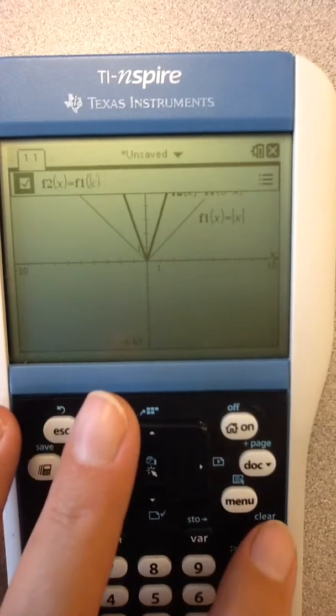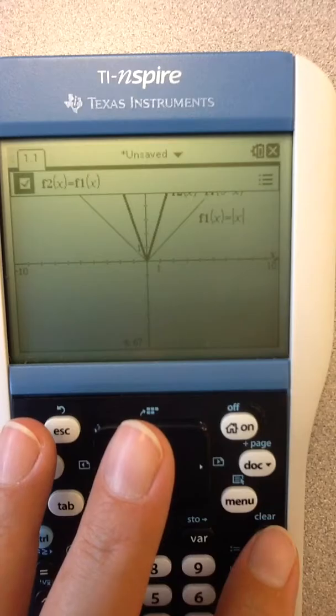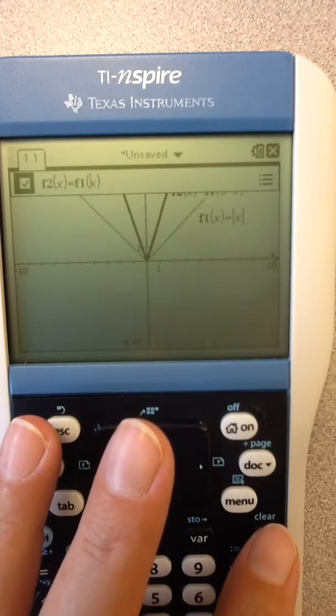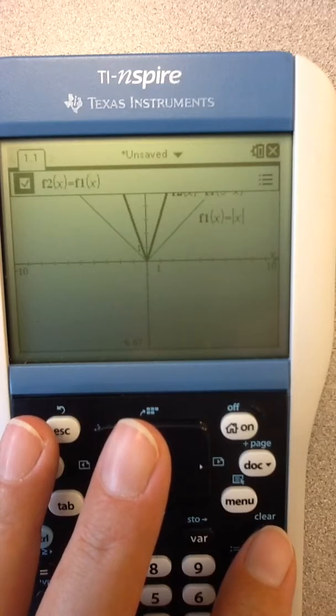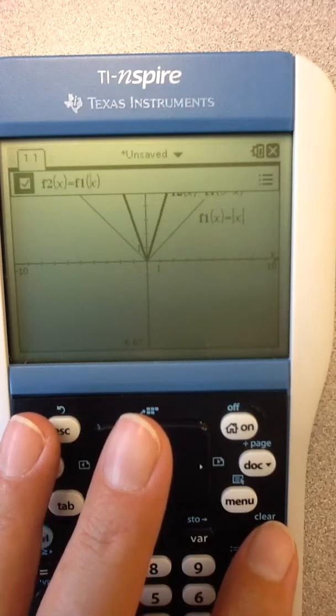Okay, so we need to be able to stretch and shrink. So we stretch and shrink when we multiply. We multiply inside the parentheses. It stretches or shrinks in the x direction, horizontally. And multiplying outside of parentheses stretches or shrinks in the y direction, vertically.